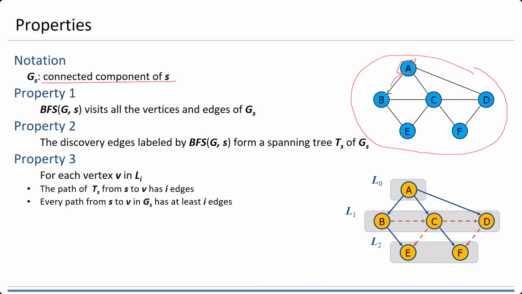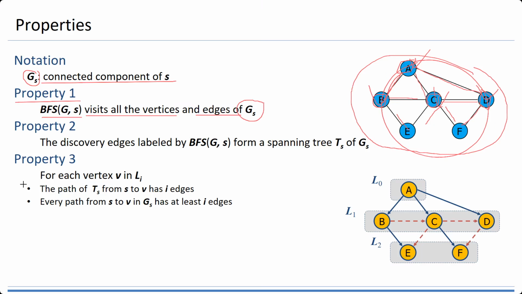And then if it connects to B, we want to check what are the connected components from B. What are the connected components from C? What are the connected components of D? And so on. Then property 1 says that the BFS visits all the vertices and edges of GS. If GS are the connected components, then we will visit all the vertices and we visit all the edges.